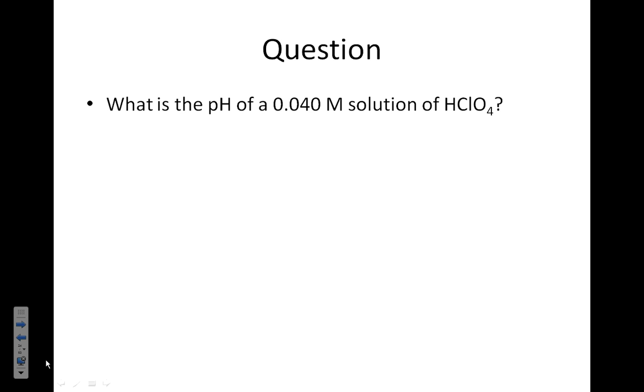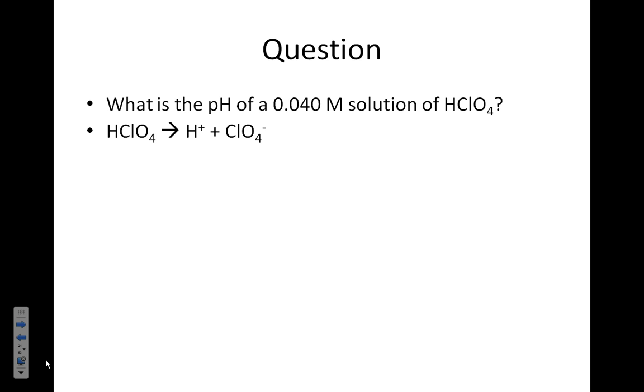For example, sample problem number 12 in the packet. What is the pH of a 0.04 molar solution of perchloric acid? Here's what I mean where I haven't told you the hydrogen ion concentration. I've simply said the concentration of the acid. Well, no big deal, we can handle this problem because of this relationship right here. If we write the acid dissociation reaction, we're saying what's going on when this perchloric acid is put in water? Well, it dissociates into H plus ions and perchlorate ions, H plus and ClO4 minus. But it dissociates completely, 100%, meaning all of the HClO4 turns into H plus and ClO4 minus.